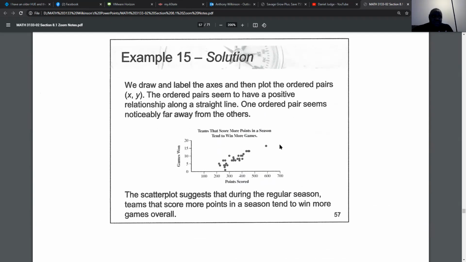Okay, so by looking at this, we see it does have a positive linear correlation because the points are increasing from left to right in this case. So here the scatter plot suggests that during the regular season, teams that score more points in a season tend to win more games overall. So the more points that a team scores, the more often that the team wins their games.